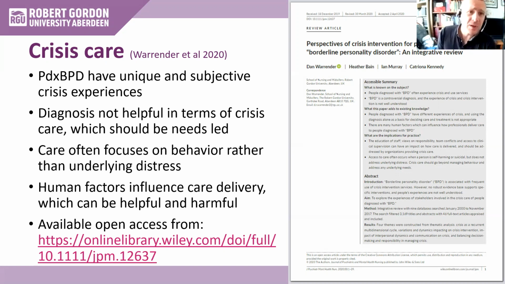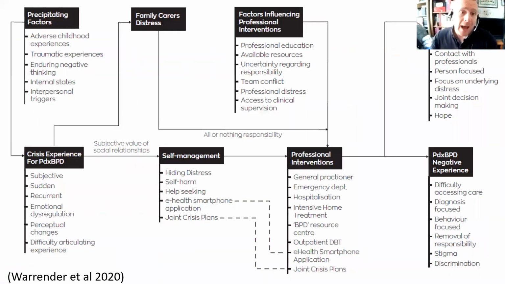Crisis care often focuses on behaviour rather than the underlying distress. We'll often respond to suicidality and self-harm, but not necessarily have that mentalising conversation that says, right, you self-harmed, I'm just wondering what was going on for you before that. What sort of thought or feeling led to the self-harm? Where do the suicidal thoughts come from? So we need to understand that. And our care delivery, which has been described as poor at times, can be helpful or harmful, and it's often influenced by human factors.